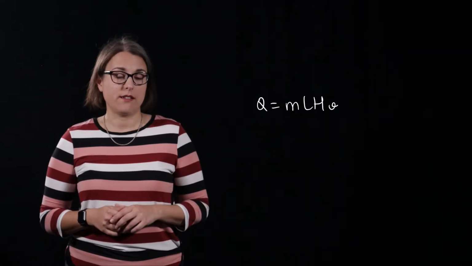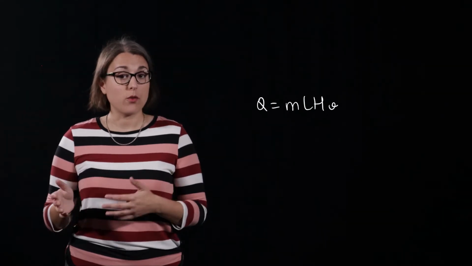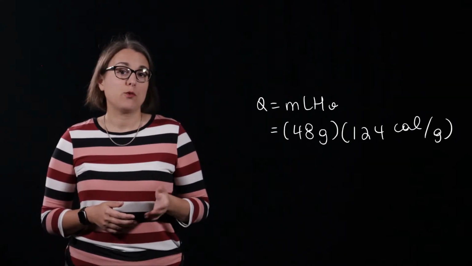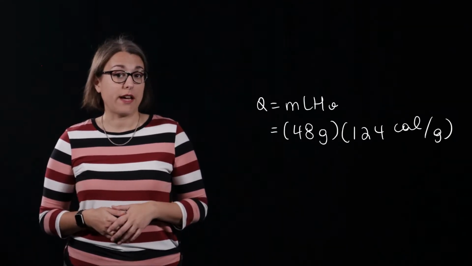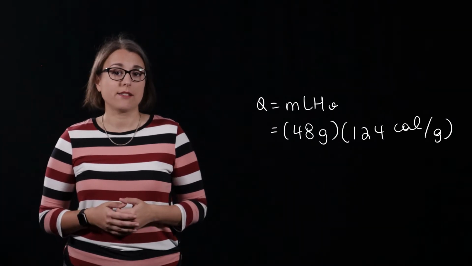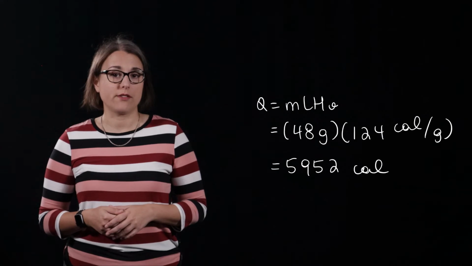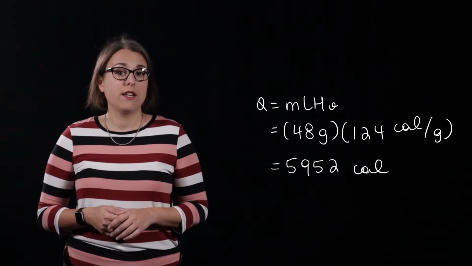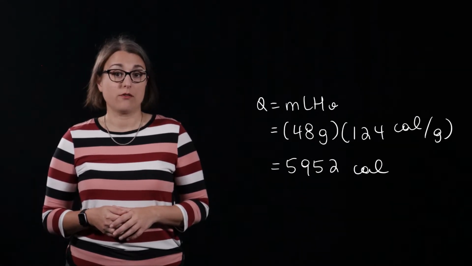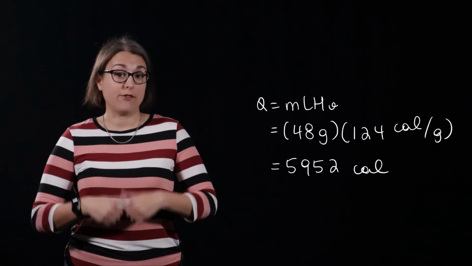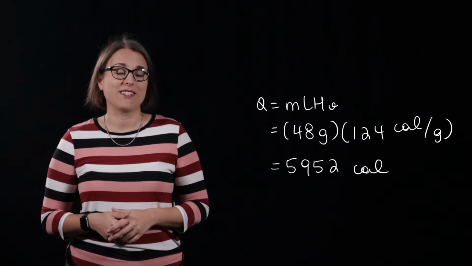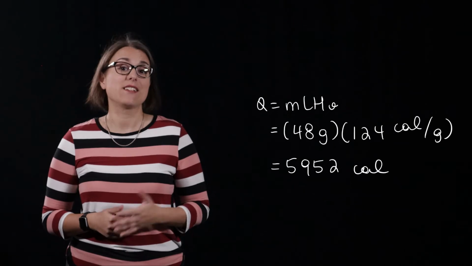Acetone has a latent heat of vaporization of 124 calories per gram. If we wanted to convert 48 grams of acetone from a liquid to a gas, it would require 5,952 calories of heat. Conversely, to convert 48 grams of acetone from a gas to a liquid, we would have to remove 5,952 calories of heat from the substance.